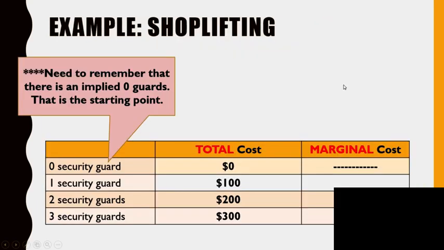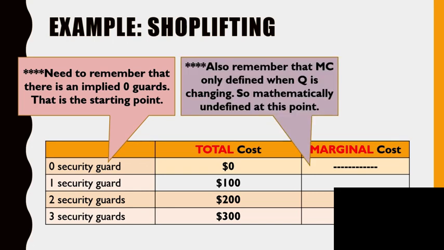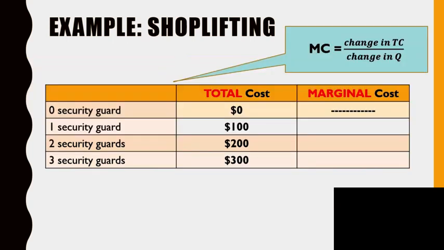Again, don't forget about that implied 0th guard. I'm not going to give that to you on tests, but you've got to remember it's there. And also remember that marginal cost is only defined when Q is changing. So sitting at 0 guards, nothing is changing, so it's mathematically undefined. And that's why I have the dash there. So once guards start changing, 0 to 1, 1 to 2, then marginal cost is mathematically meaningful.